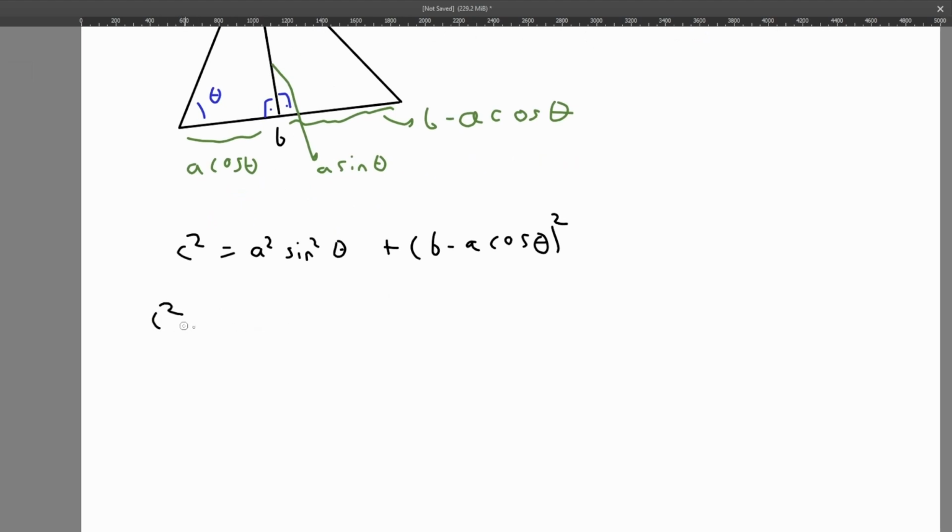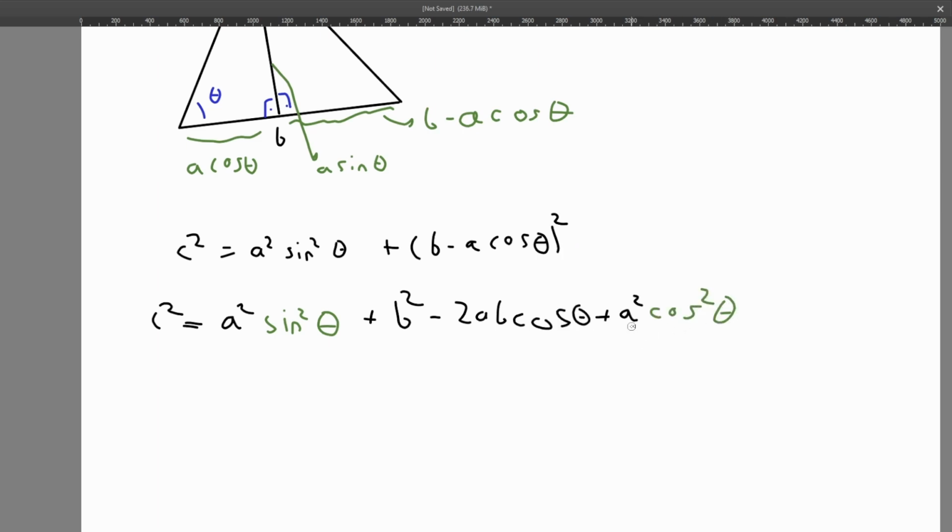Now let's expand this algebraically. You see that C squared is going to be A squared sine squared theta, plus B squared, minus 2AB cosine theta, plus A squared times cosine squared of theta.